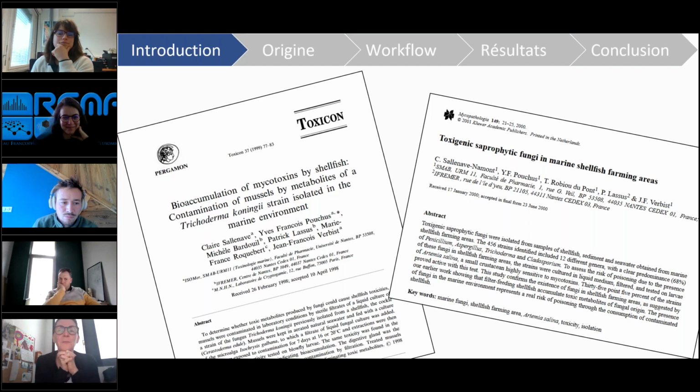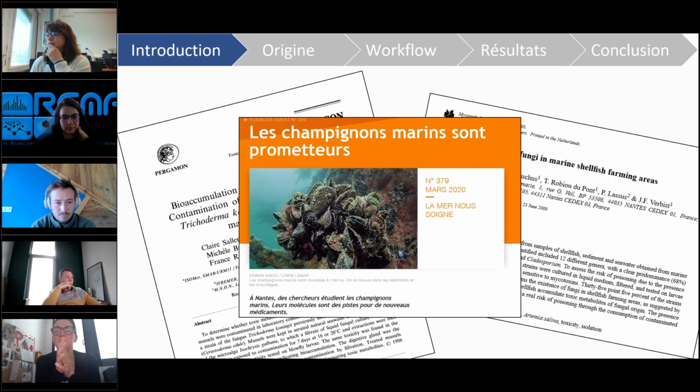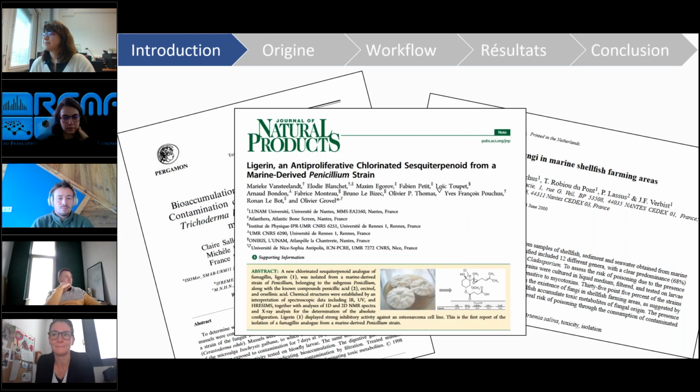Just to let you know, at the beginning in the lab, people were working more on the mycotoxins they were able to produce, because we thought they could explain some toxicity from shellfish. And more recently, we're more interested in what they're able to produce that could provide us some new agents for therapeutics, for example. So that could be promising for giving new drugs.